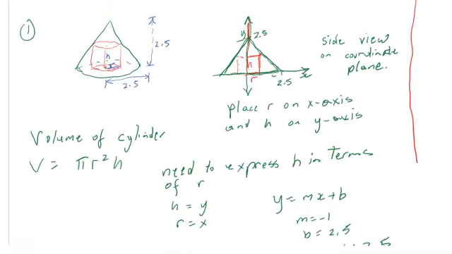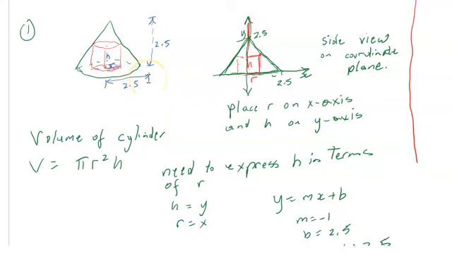To solve this problem, we might first want to draw a diagram. Now here is our right circular cone in green, and here is our cylinder inscribed in it in red. We can let the height of the cylinder be given by the letter H, and the radius of the cylinder be given by the letter R. The height of the cone is 2.5 centimeters, and the radius of the base of the cone is 2.5 centimeters.